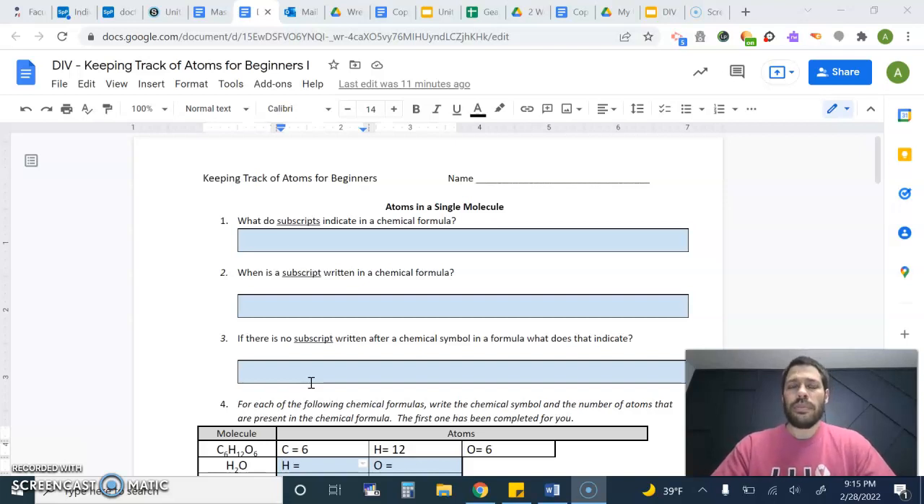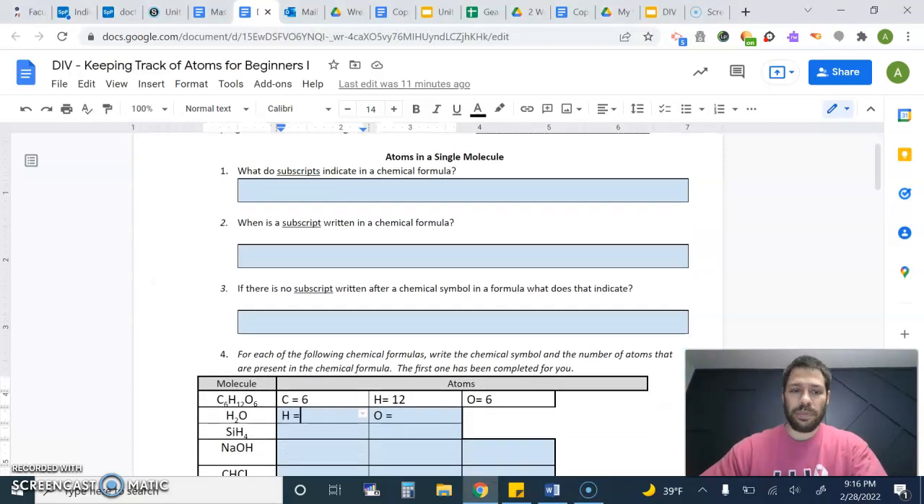That's located in your folder there. Go ahead and keep that open and we'll walk through it together so that we both have the same information and we're all on the same page. The first few questions about subscripts, what it means in the formula, what it indicates, can be answered if you look back at your notes that we took yesterday. It's all there.